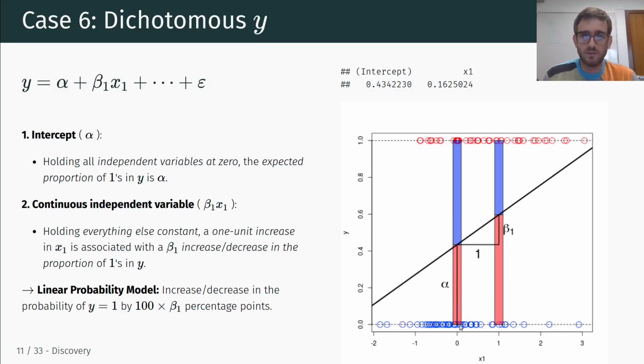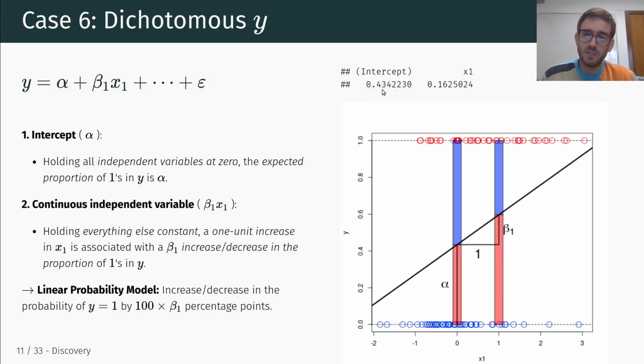And so to illustrate why that is the case, we can think of this as conditional on x1 being equal to 0. On average, what is the proportion of 1s, so these red dots, out of all observations where x1 is equal to 0, and on average that expectation is 0.43. So in other words, when x1 is equal to 0, or, if there were additional control variables included, holding all independent variables at 0, the expected value of our dependent variable is alpha, so it's 0.43.